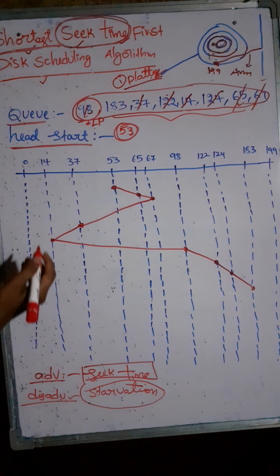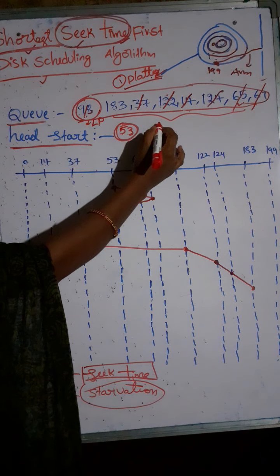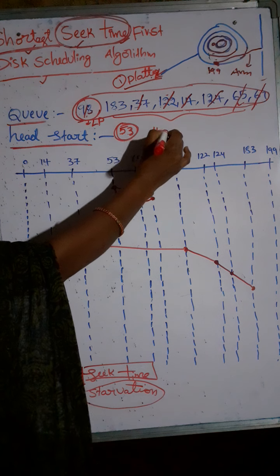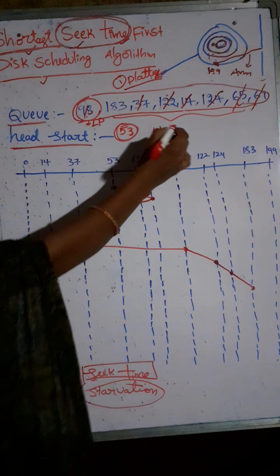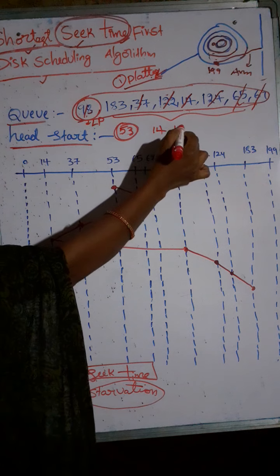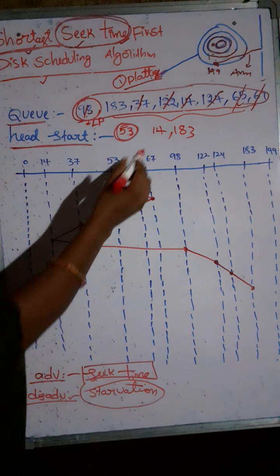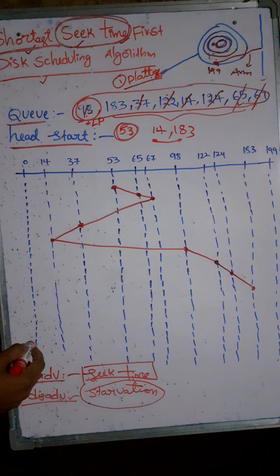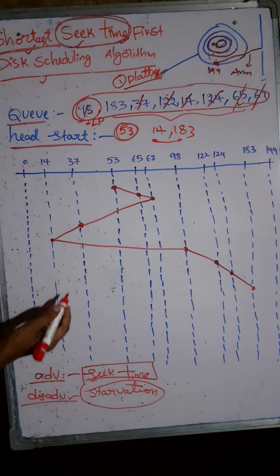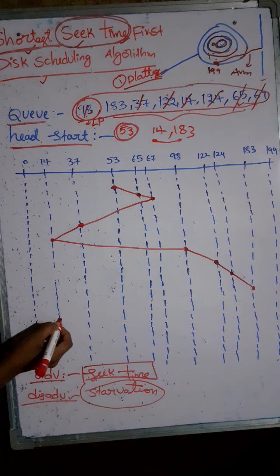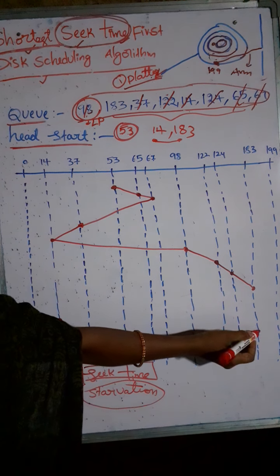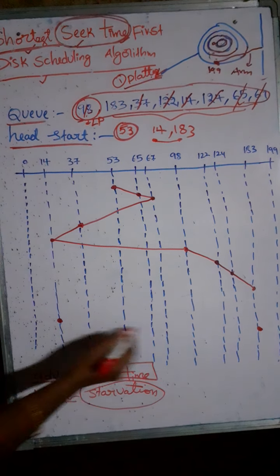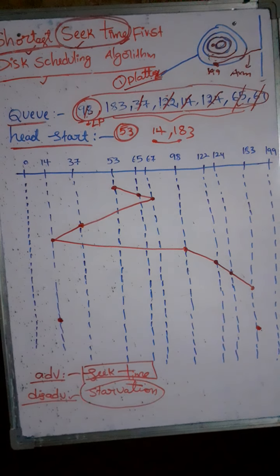Let us assume that there are two requests: a request for track number 14 and track number 183. That means first we should serve 14, then we should go to 183, because these two requests are left. Let us assume that we are here. After serving this request, we have to serve the request at 183, right? That means we should go to this location.